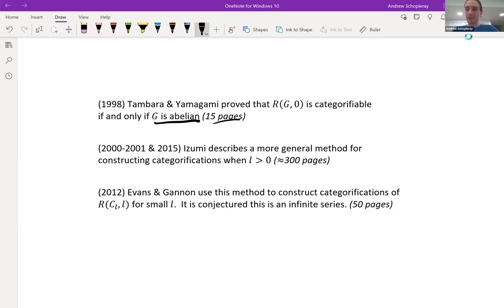And another piece of historical work in this direction was by David Evans and Terry Gannon. And they used Izumi's methods and some of their own to construct categorifications of near group fusion rings for cyclic groups where the multiplicity is exactly the order of the group.